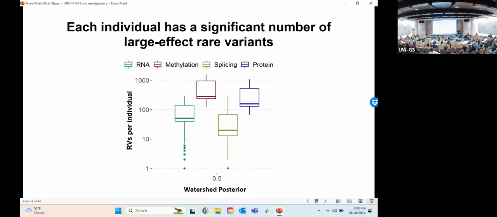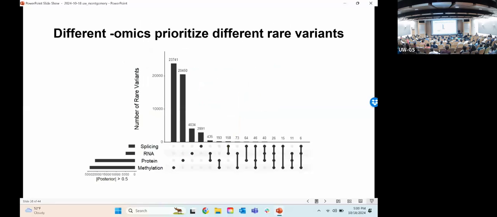So, I was mentioning we all have a few that impact expression, while we all have a few that impact a whole bunch of different types of omes as well. And again, none of these are systematically reported to any of us. We see these different omes also prioritize different types of rare variants. So it's not like we're always getting the same thing if we do the proteome versus the transcriptome.